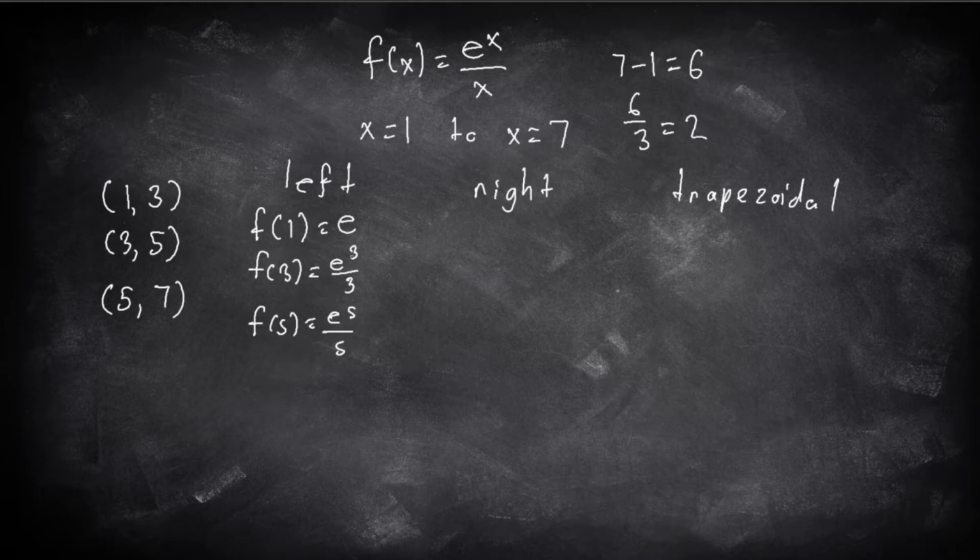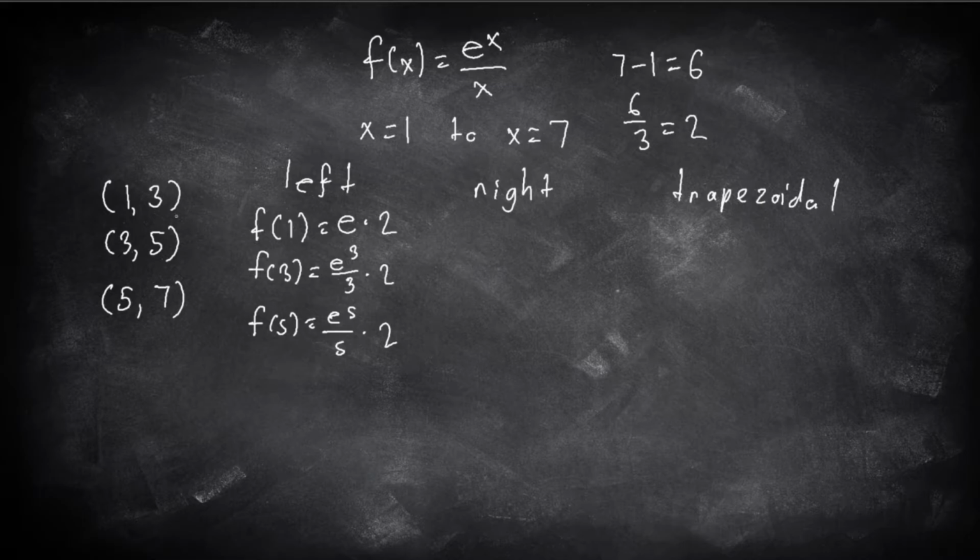Now what is the base? Well, the base is just the length of our rectangle. So 1 to 3, that's the length of 2. 3 to 5, that's the length of 2. And 5 to 7, that's the length of 2. And that makes sense because our stepping size is 2. And that's what we chose for our Riemann sum because they're equally spaced.